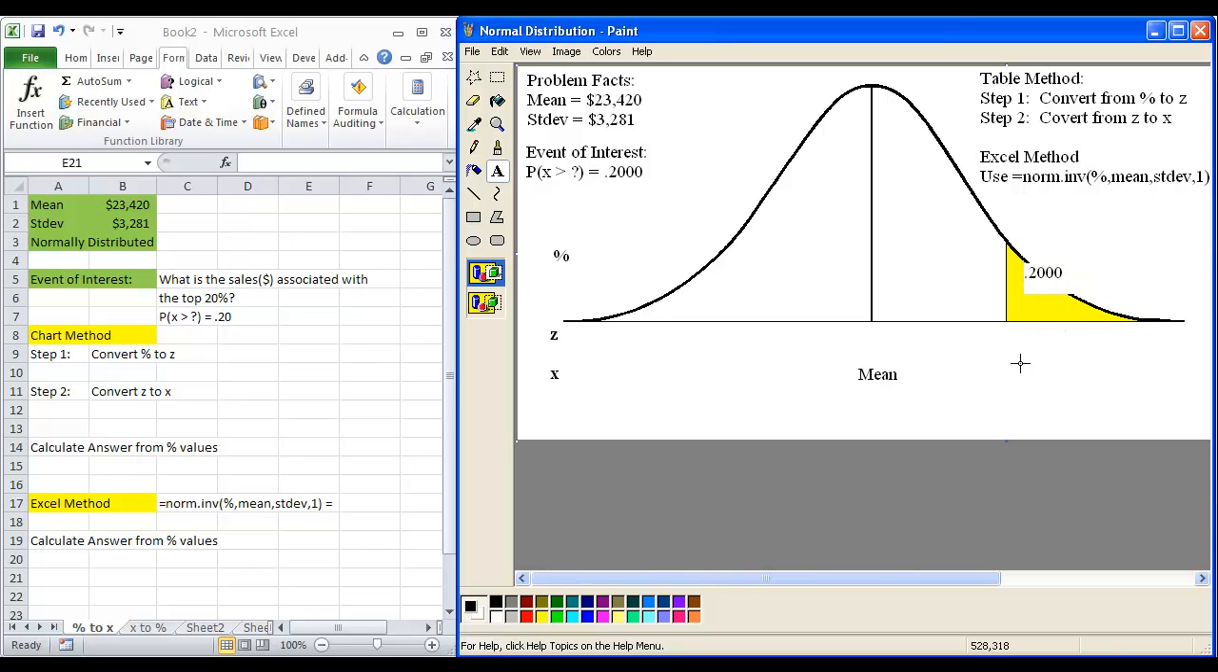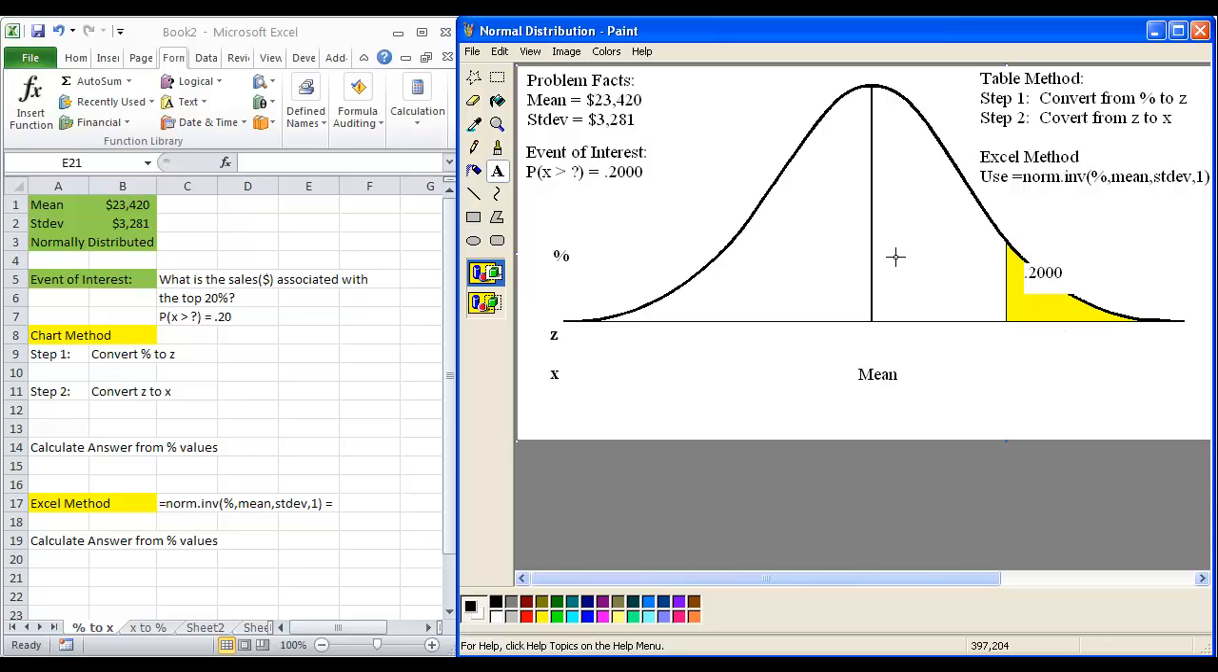Now that we know that area is 0.200, we need to work our way backwards. Like the last example, we're going to use the table method, or charts where you can look up values of z-scores. We're going to convert from a percentage value to a z value, and then take a second step from z to an x value. Right now, we're just going to concentrate on going from the percentage to z.